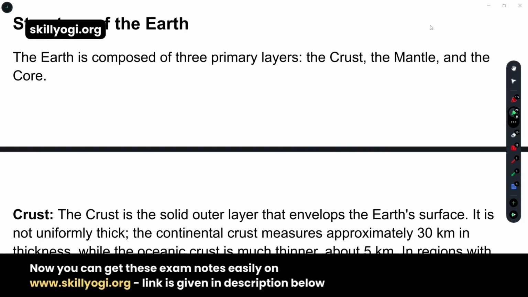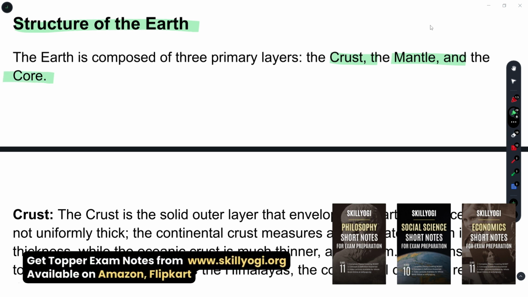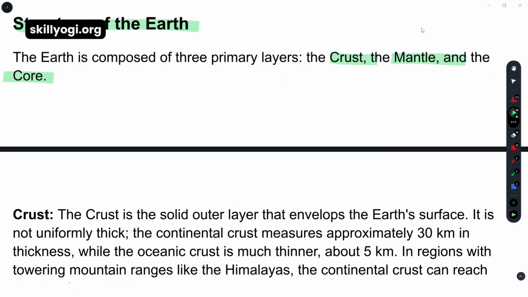Okay, now we are going for the next part, which is the structure of the earth, the main portion of this chapter. What is the structure of the earth? There are a total of 3 layers: crust, mantle and core. These 3 layers we are now going to learn about in detail.